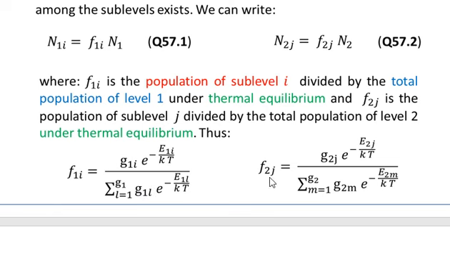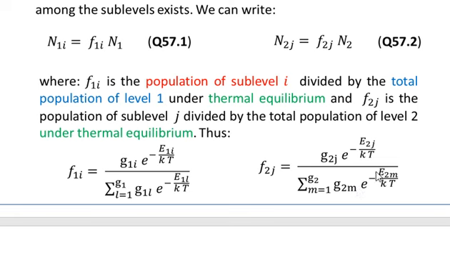And similarly we can write F2J is equal to G2J into e to the power minus E2J over kT, where G2 is the number of sublevels present in level 2. The numerator is the population of the jth sublevel in level 2, and the denominator is the summation over m from 1 to G2, of G2M into e to the power minus E2M over kT, and m is the mth sublevel of level 2.